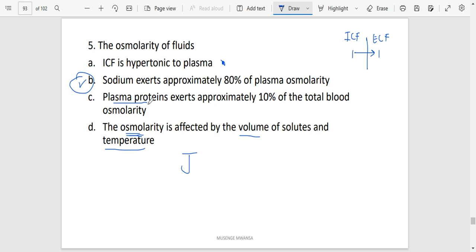Now, plasma proteins are not really that high. The major plasma protein, outside the cell, is albumin, but it is not that high. Okay, it is not that high.